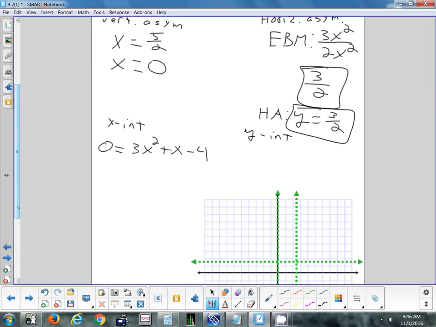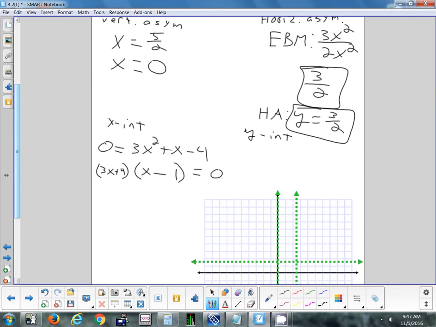Unless that factors, it might factor nicely. Let's just try quickly. If I have to use the quadratic formula, I'm not going to solve it. So I've got 3x and x, and two numbers that multiply to give me 4. I could try a 1 and a 4. We're going to need a plus and a minus, so let's try plus and minus.